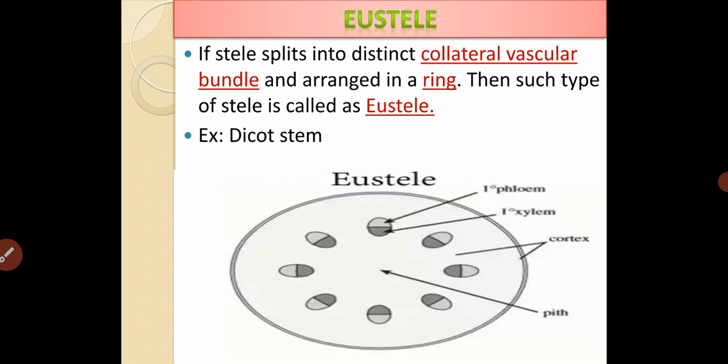Eustele. It is the stellar type in which collateral vascular bundles are present and they are arranged in a ring. Such type of stele is called the eustele, as usually seen in the case of the dicot stem. Here the stele splits and they are arranged as vascular bundles. Here the collateral vascular bundles are present in a ring and it is very commonly seen in the case of the dicot stem.